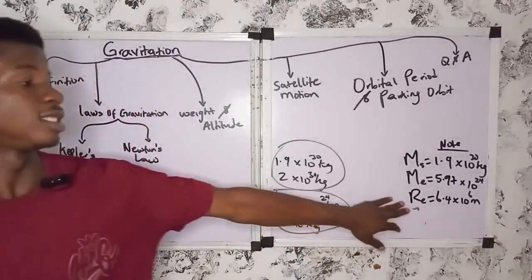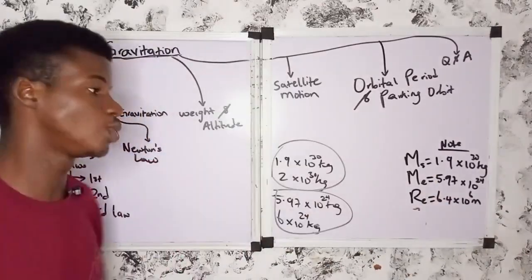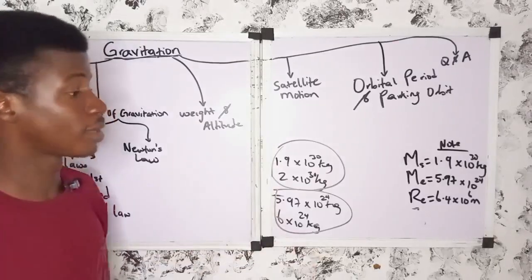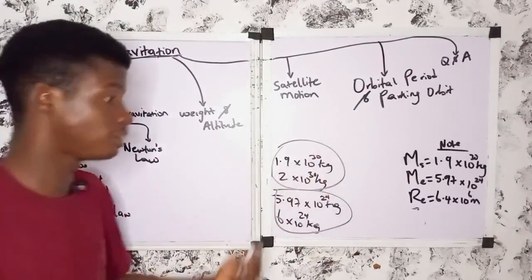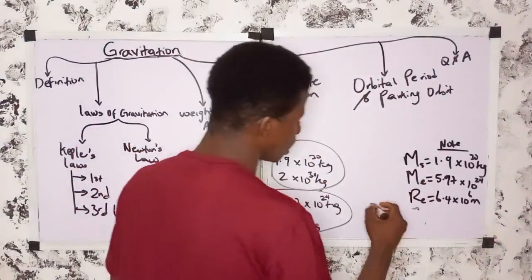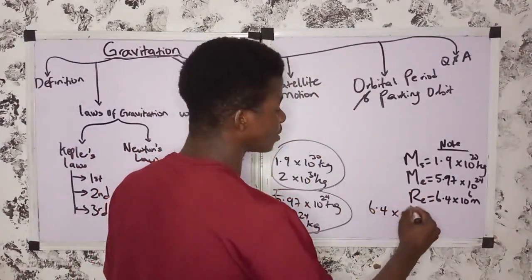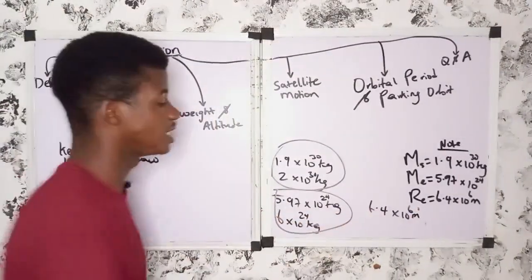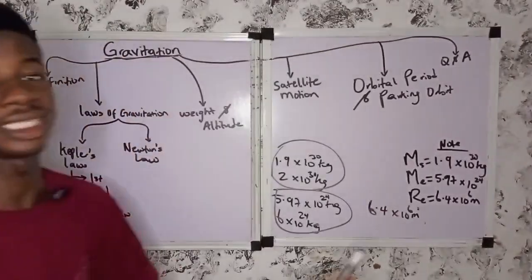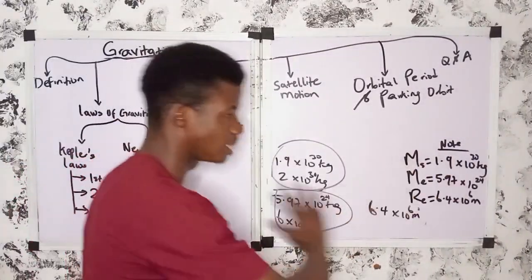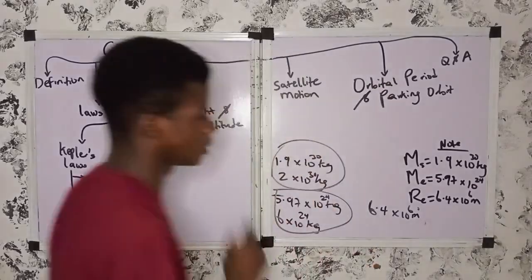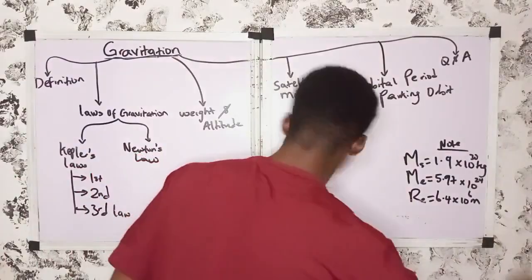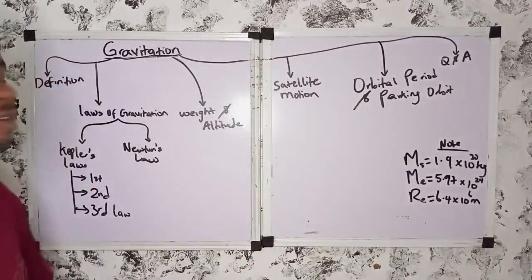Then the last part is the radius of the earth. Please take note, because later on we are going to make use of these things. The radius of the earth is 6.4 times 10 raised to 6 meters. This is the radius of the earth in meters: 6.4 times 10 power 6 meters. This part is very, very important, so take notes. Now let's move to the laws of gravitation.